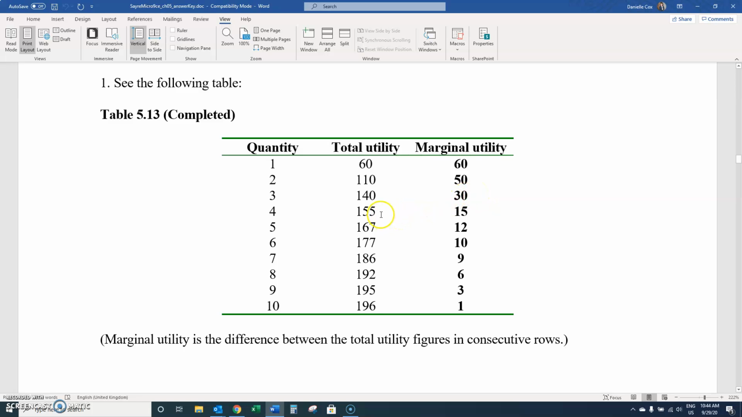The total utility is basically the sum of all the utilities up to that point. We know the previous ones, so we just take our total utility less the marginal utilities of the ones before, and the remainder is the marginal utility of the current one.